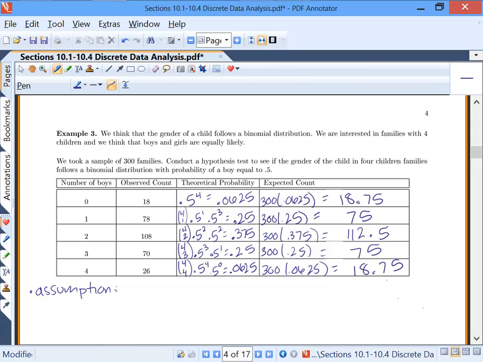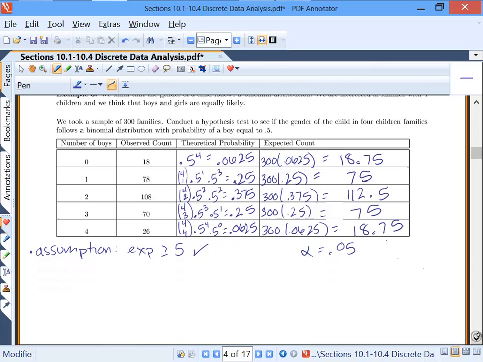Now the assumption is that all of our expected values are at least 5. So all of our expected values are at least 5. Okay, smallest is 18, so yes. And we'll pick a significance level, 0.05. Okay, and how could we write the null alternative hypothesis? What could the null hypothesis be?